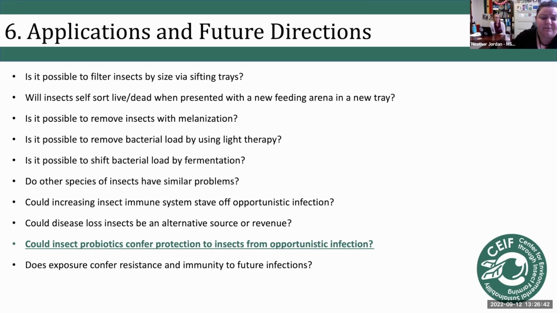Is it possible to reduce bacterial load by using light therapy? Is it possible to shift bacterial load by fermentation? That changes the profile of how many and what type of bacteria we're seeing in the feed. Do other species of insects have similar issues? And could increasing the insect immune system stave off opportunistic infections?